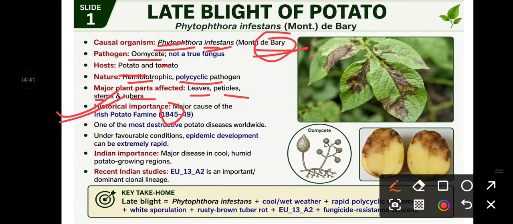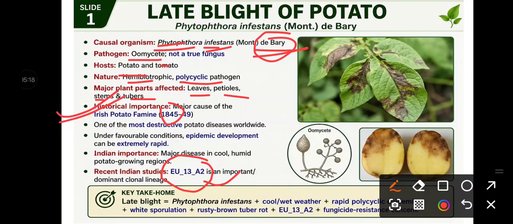Then Indian importance: it is a major disease in cool, humid potato growing areas, mostly the hilly regions, because in hill regions you get a cool and humid climate. Recent Indian studies reported that the clonal lineage EU13A2 is an important dominant clonal lineage for the Indian region. We will discuss this in detail, and why it is important.